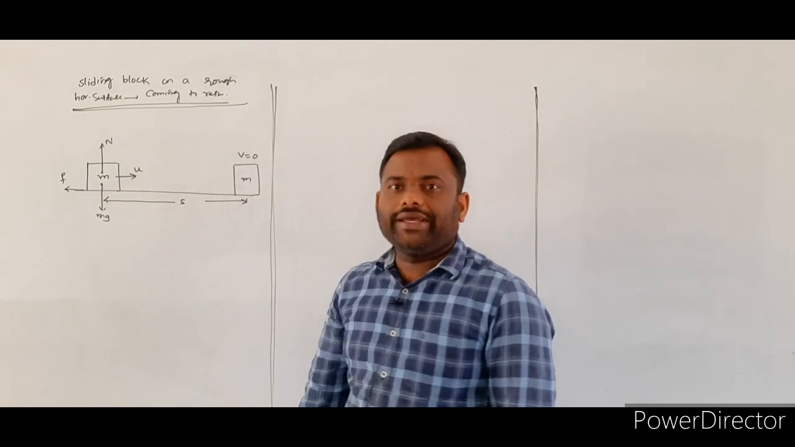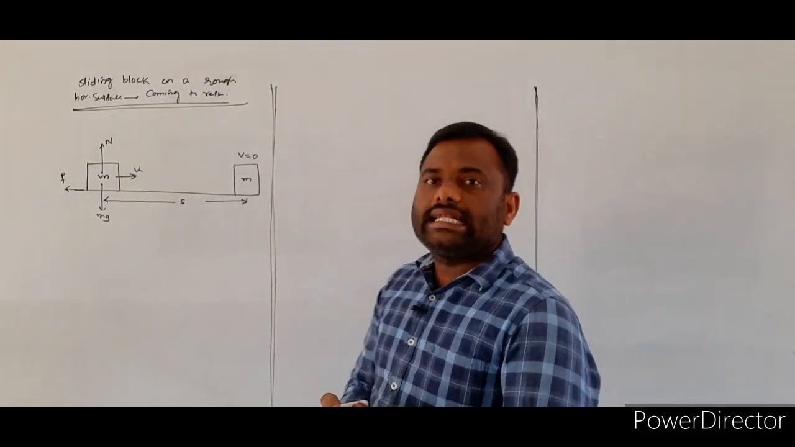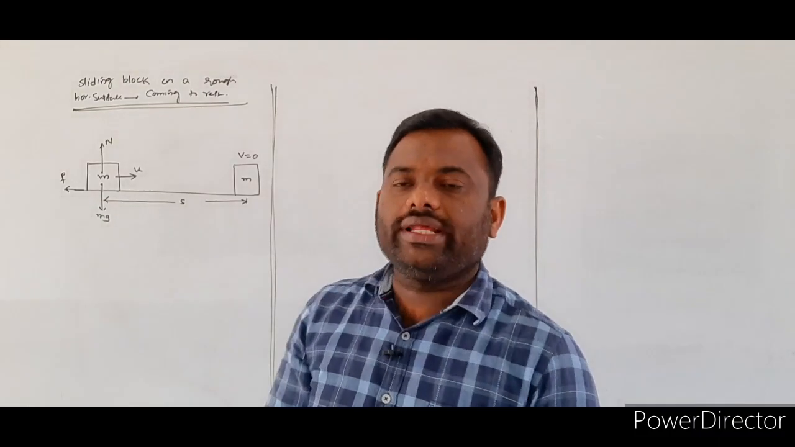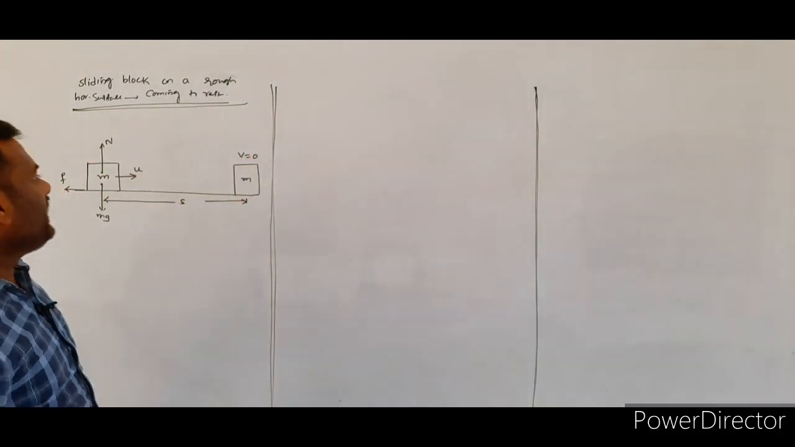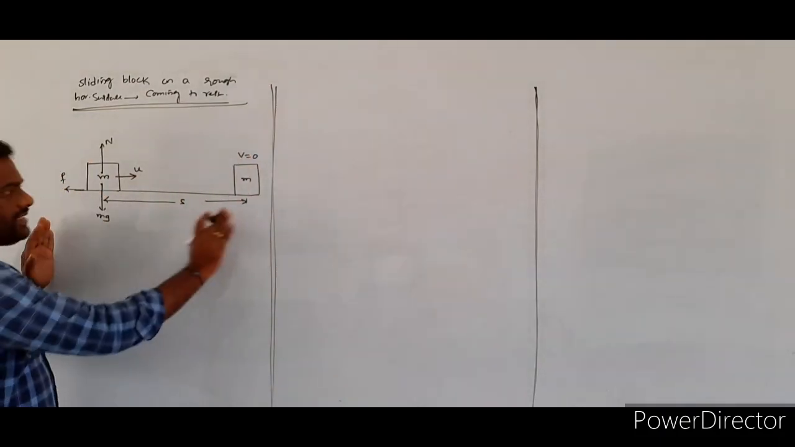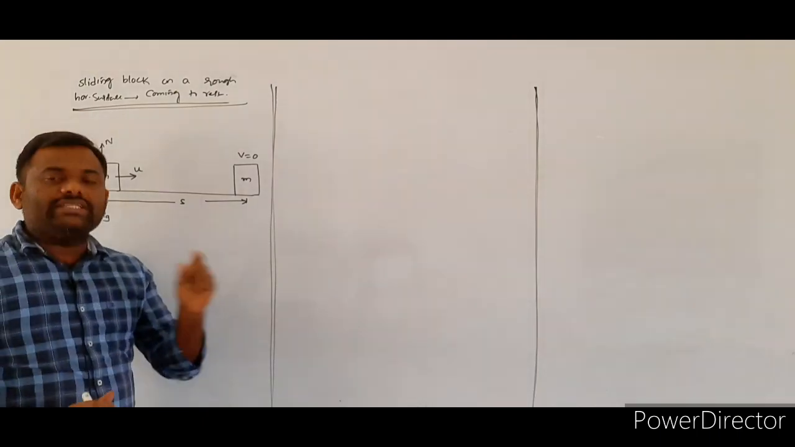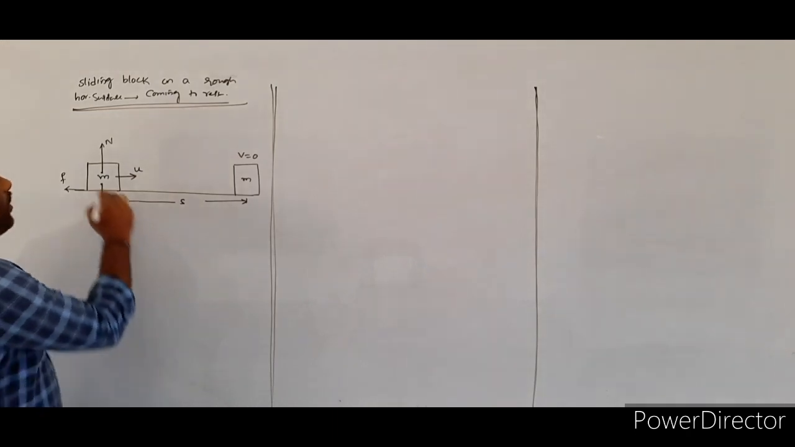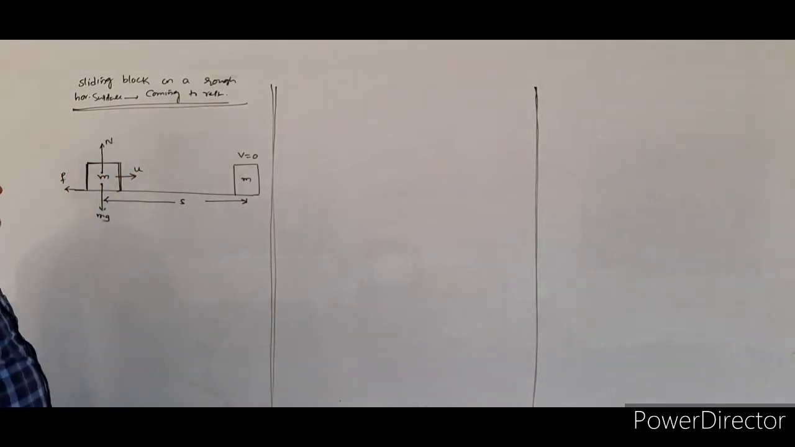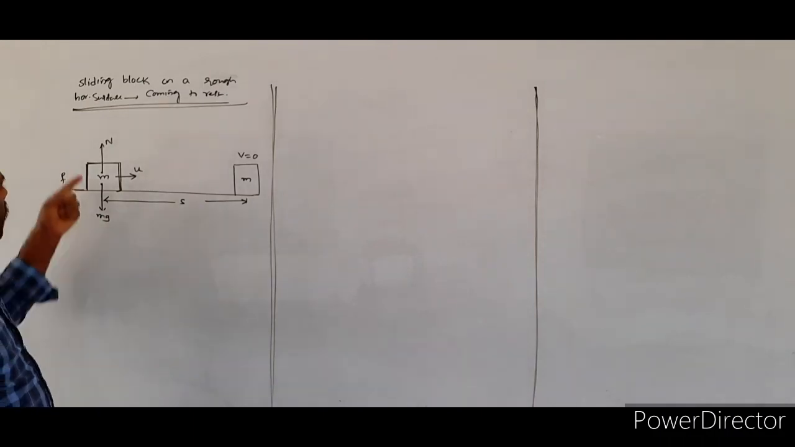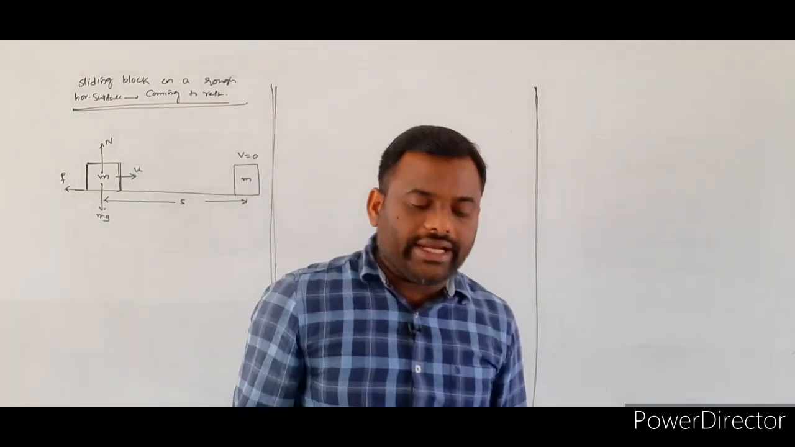Next one, an important application: a sliding block on a rough horizontal surface, which is coming to the state of rest. We consider one horizontal surface. At a given instant, a block has an initial velocity of u, and over the given block, frictional force will be acting continuously.